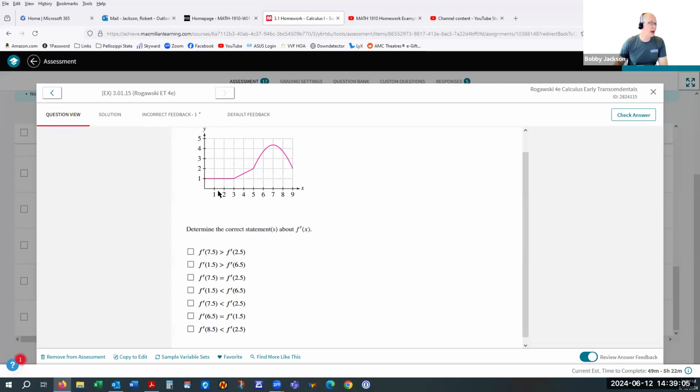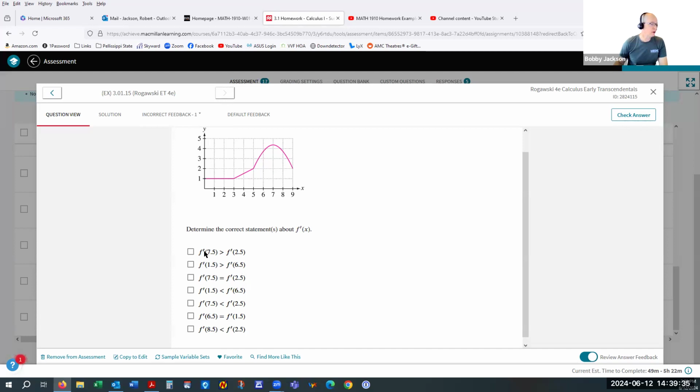Next, f prime of 1.5, that slope is 0. So f prime of 1.5 is 0. f prime of 6.5, well, 6.5 is between x equals 5 and x equals 7. Remember, the slope is positive. It is getting less positive as we move from left to right, but it is still positive. So f prime of 6.5 is positive. f prime of 1.5 is 0. Is 0 greater than a positive number? No, 0 is not greater than a positive number. We're not going to check this statement.